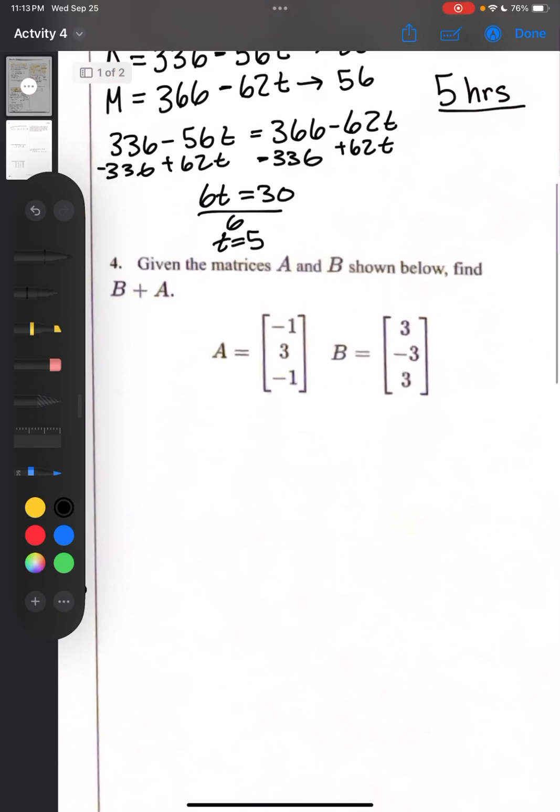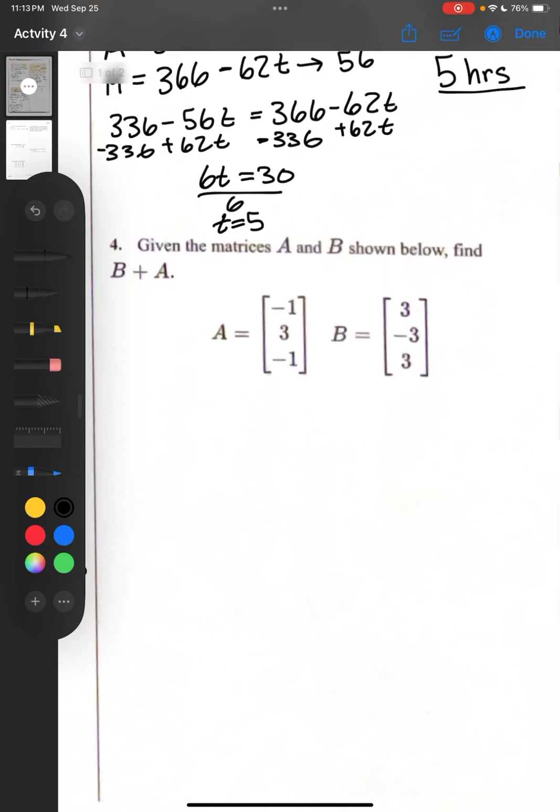Alright, so for number 4, this is the practice of adding matrices. So they're wanting B plus A. I would write them in the order they're asking. So I would do 3, negative 3, 3, plus negative 1, 3, negative 1.